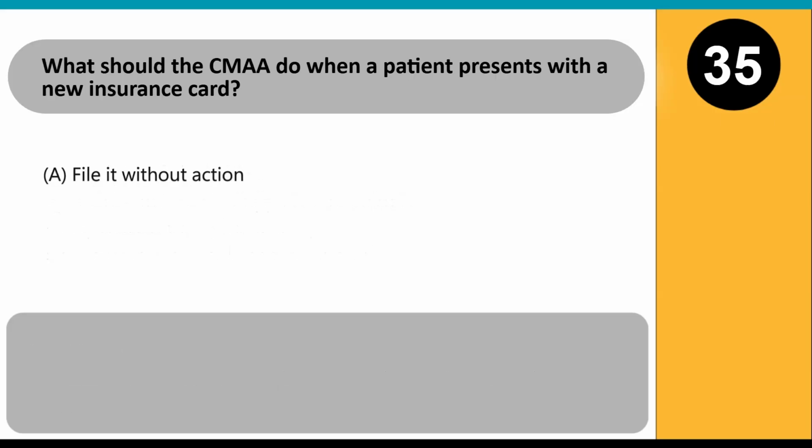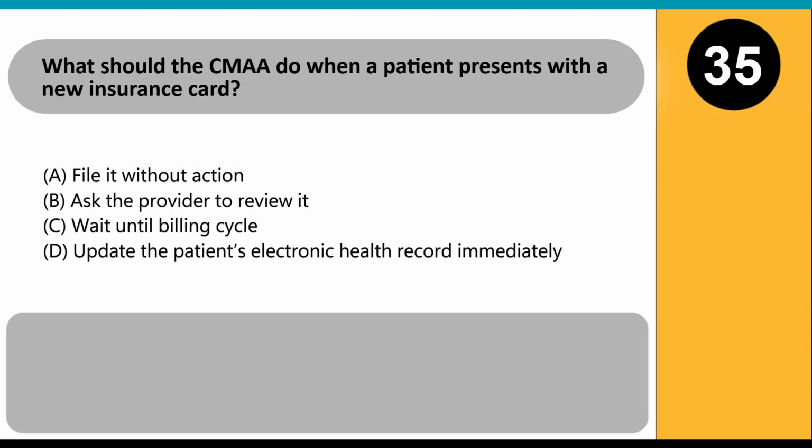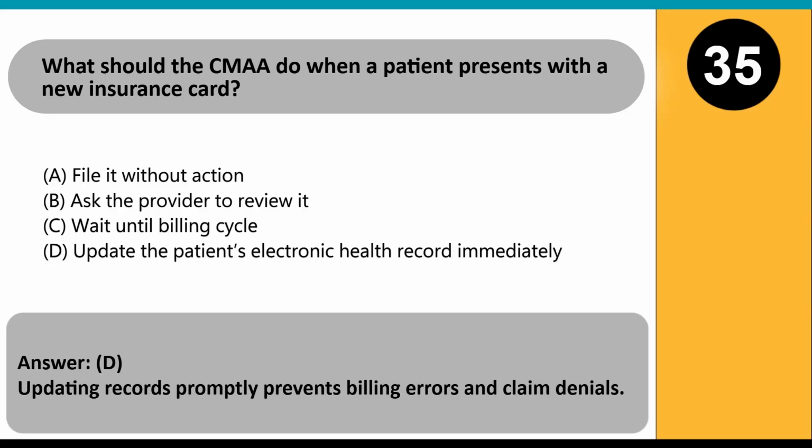What should the CMAA do when a patient presents with a new insurance card? A. File it without action. B. Ask the provider to review it. C. Wait until billing cycle. D. Update the patient's electronic health record immediately. Answer D. Updating records promptly prevents billing errors and claim denials.